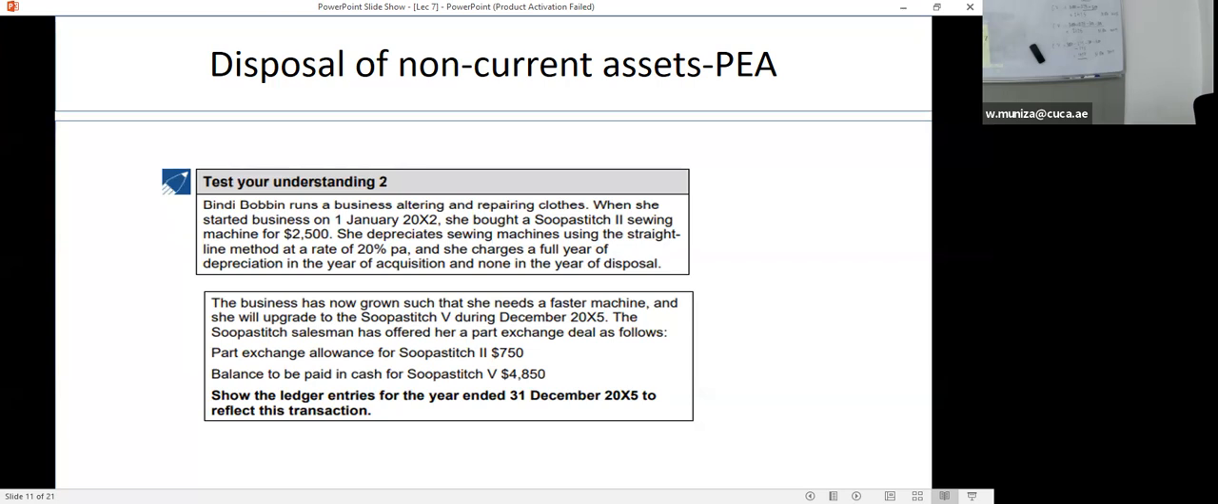Now we are in year 2005, and they say she charges full year depreciation in the year of purchase and none in the year of disposal. So for 2005 we are not going to take any depreciation.